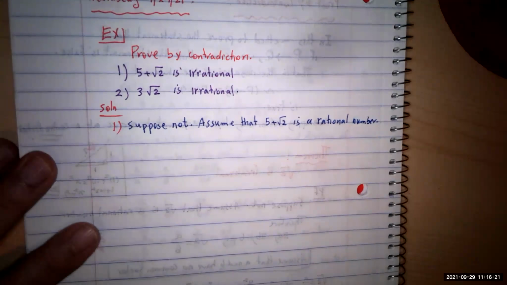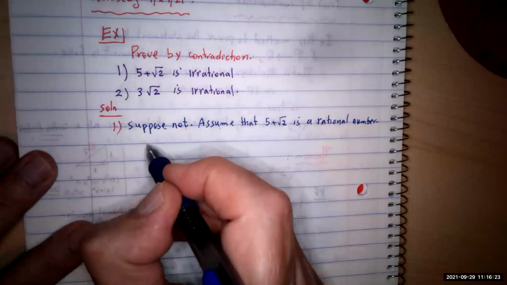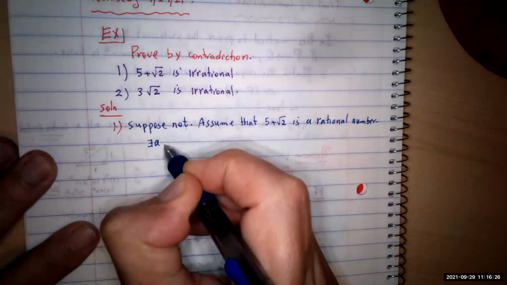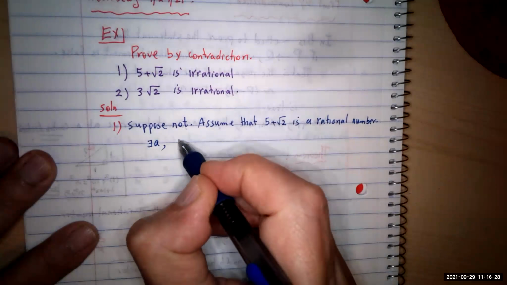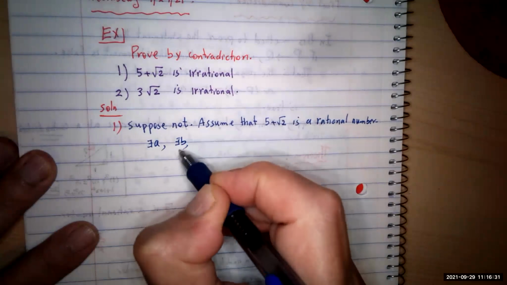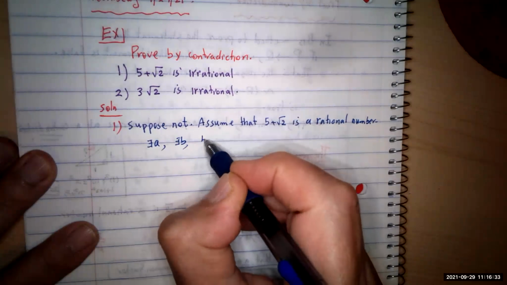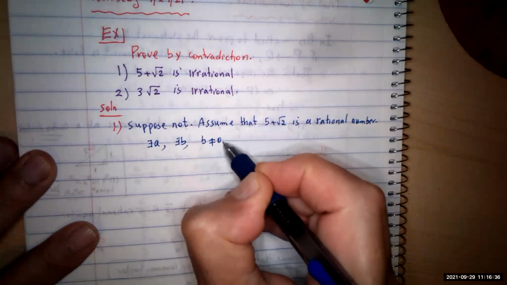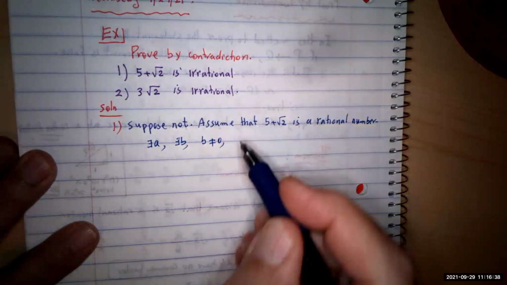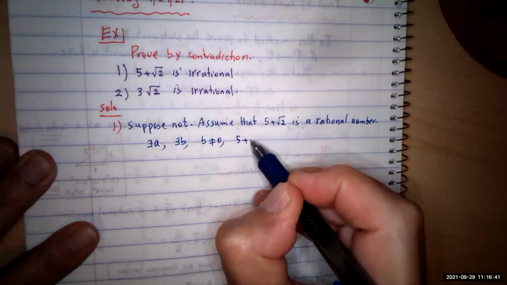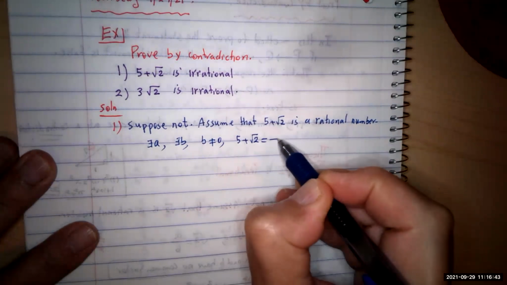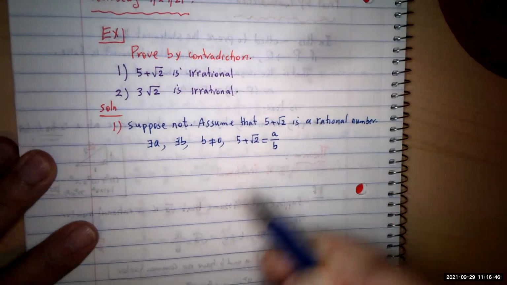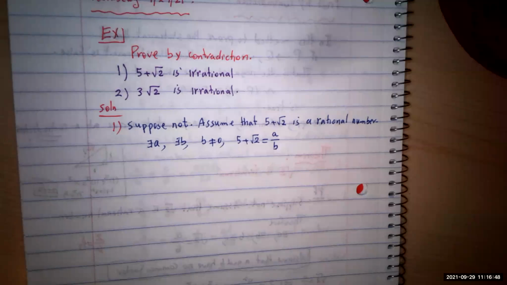So write the definition of a rational number. There is an a, an integer, and there is a b, of course, with the condition that b is not equal to 0, such that 5 plus radical 2 is going to be a over b. If you don't believe that this is an irrational number, that might be the conclusion. So what you're going to do, you have to arrive at the contradiction.